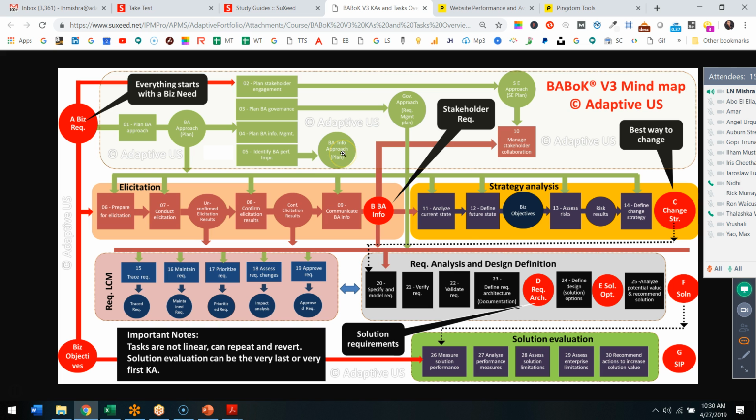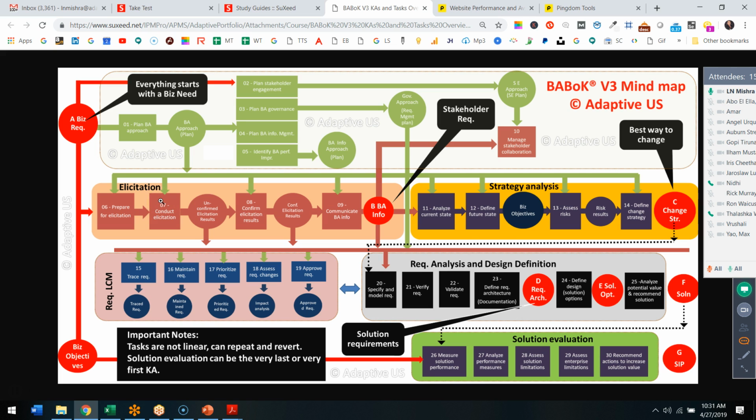The circular ones are the outputs, the rectangular ones are the tasks, and there is a number given to the task, which means typically number 23 happens after number 22. Sometimes you'll find the tasks placed in parallel like this and this, which means these tasks can be performed simultaneously, whereas some tasks you will find have been placed in a serial way. That means this task should happen only after you have come to some kind of closure on this task.